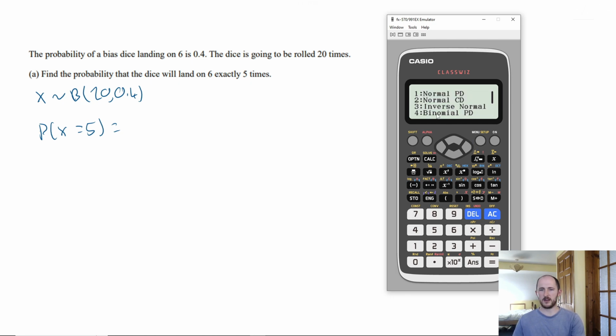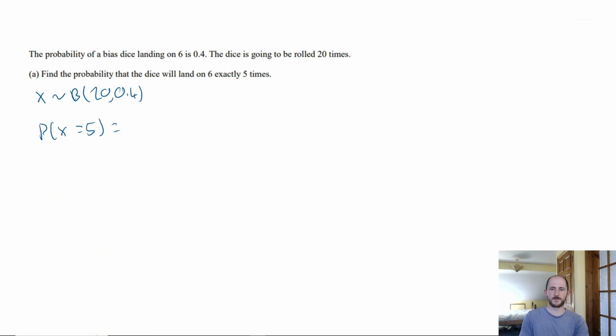To finish up, we're looking for PD because we want exact values, variable, so we're going 5, and it's rolled 20 times, and it's 0.4. 0.075, let's call it. There you have it. Binomial distribution.